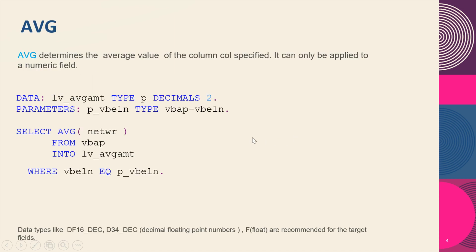Next is average. We need to say, for example, we need to get the average of net price from this table. Okay, then we can use the average. Average determines the average value of the columns, and average is generally used for only numeric fields because you can get an average of numeric value.